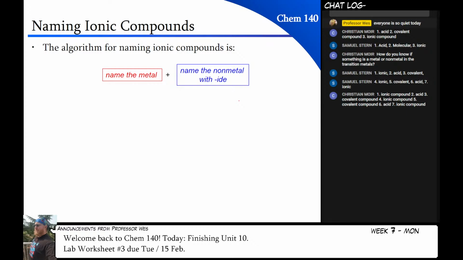So let's talk about the metal. Metals are just the names off the periodic table, and if that was all there was to this, I would not have this much white space after it, right?